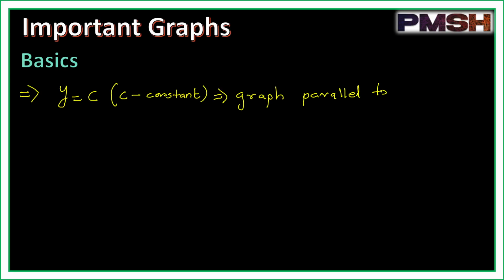First of all, if you have y is equal to c, where c is a constant, it can be a number like 5, 0, 1, 2, 3, minus 1, minus 2, minus 3. These numbers are called constants. So you have y is equal to c, where c is a constant. That means the graph will be parallel to the x-axis.